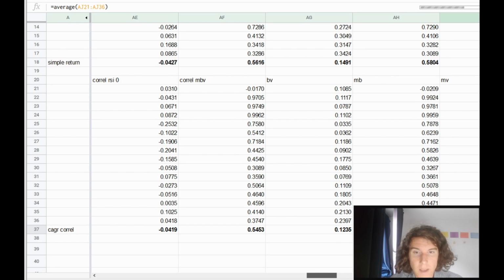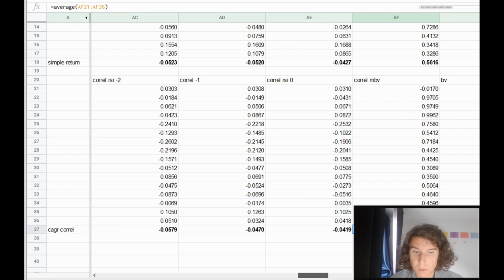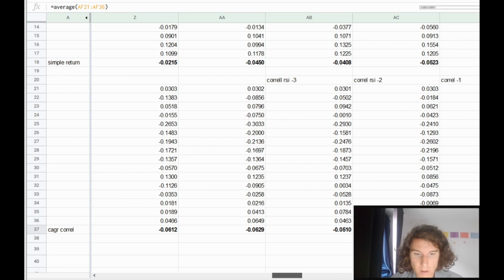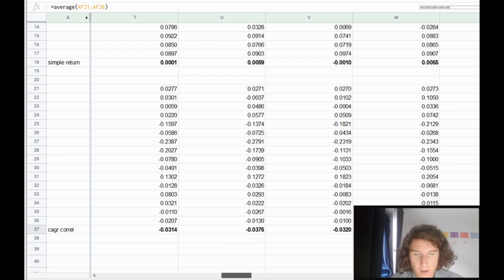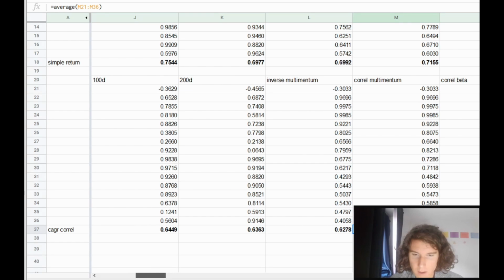MBV in the sample size has 54%. But I'm not sure if I have to remove the square root of this one because it has a lot of multiplications, and if square root removal would be advisable. Then the relative strength index, if you look at this set of data, it basically has no correlation. The multi-momentum is one of the strongest sets of data.